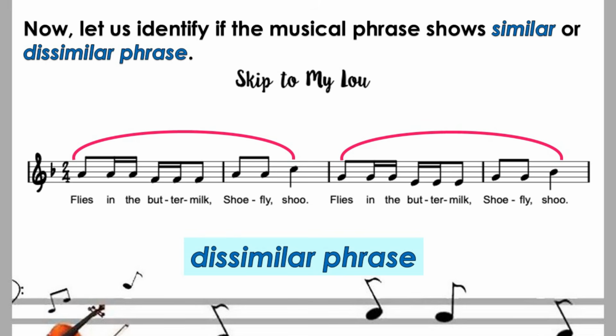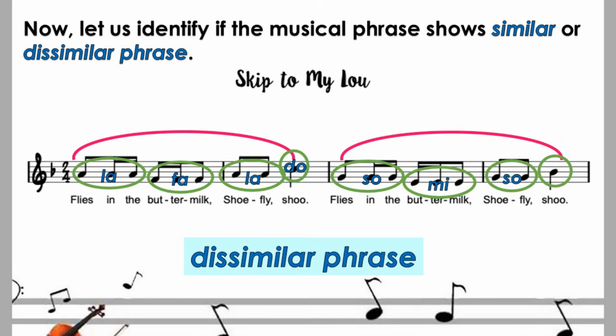Why? Let's see the notes of the first musical phrase. So the notes are la, fa, la, and do. La, fa, la, do. Let's see the notes of the second musical phrase. So, mi, so, ti. Kids, what do you think? Correct! They are not the same. So they are dissimilar phrases.